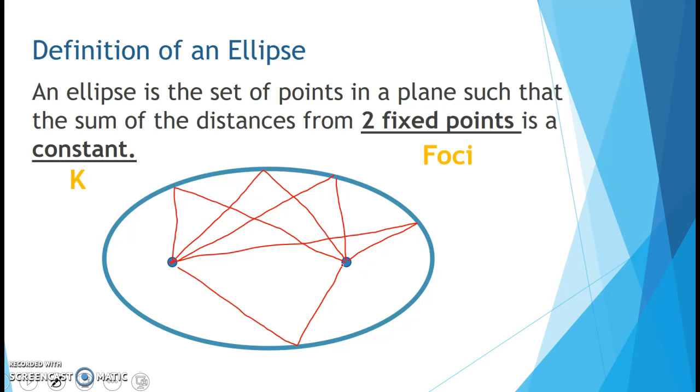One of the interesting things about this is that you can imagine a race where this is the starting line, and this is the finish line. The race would be to start at the starting line, touch the ellipse anywhere on the ellipse, and then go to the finish line. It would be a fair race, because everybody would be running the exact same distance. You might have one person that runs like this and another person that runs like this, but those two distances would be identical. And that's what the definition of an ellipse is.